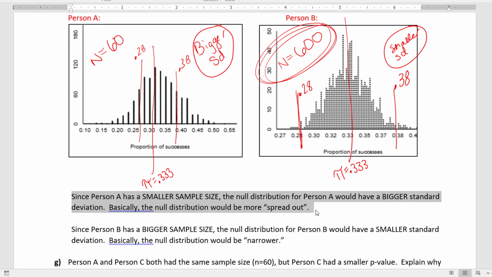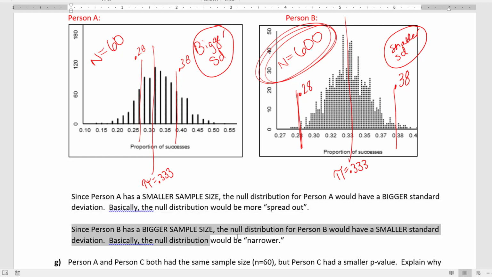Basically, person A would have a null distribution that's more spread out. Since person B has a bigger sample size, the null distribution for person B would have a smaller standard deviation. So person B would have a null distribution that's more narrow. It would be narrower than person A's. That explains why, even though they had the same sample statistic, they would have much different p-values.